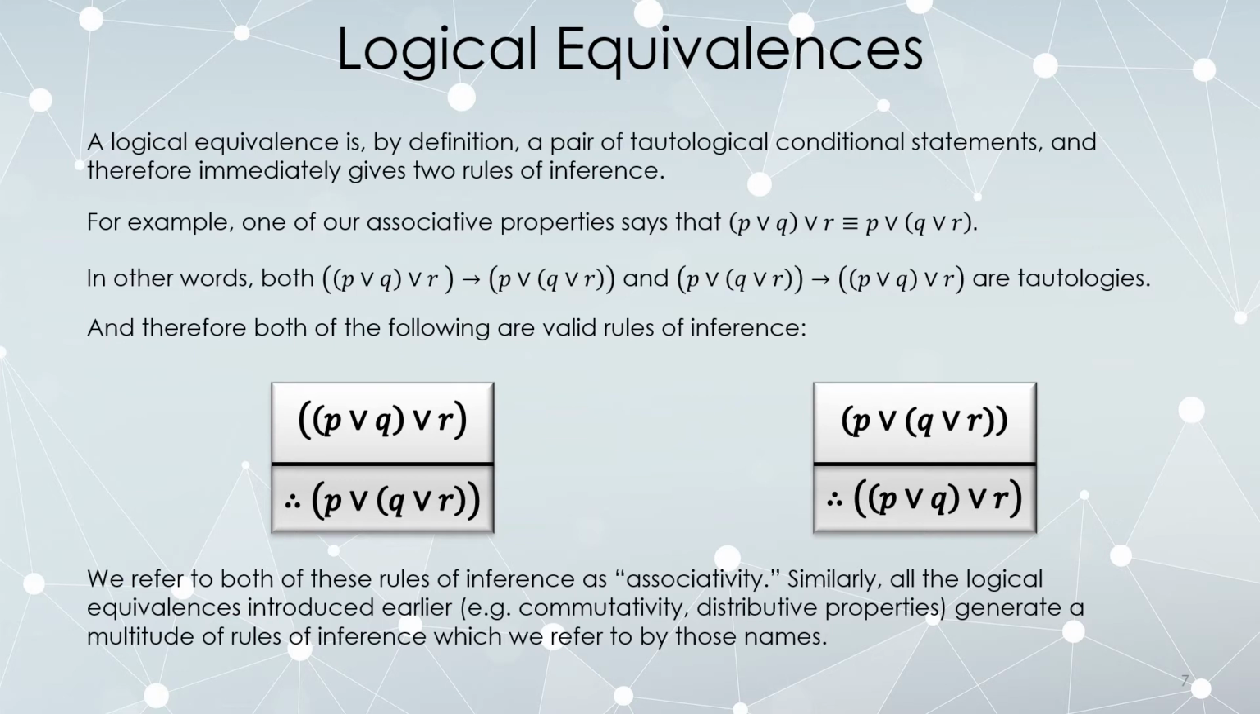Both of these rules of inference would just be called associativity. When you have a logical equivalence, even though you get two separate rules of inference, you actually use the same name for them because you can go back and forth. Okay, so all of the logical equivalences that we introduced in a previous video, commutativity, distributive properties, De Morgan's laws, double negation, and so forth, all give you a whole bunch of rules of inference, and you use those names to refer to them.